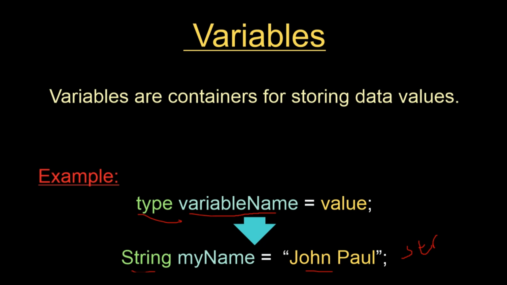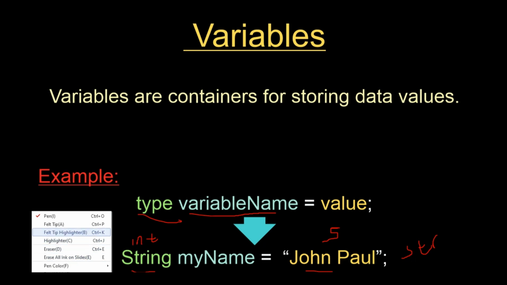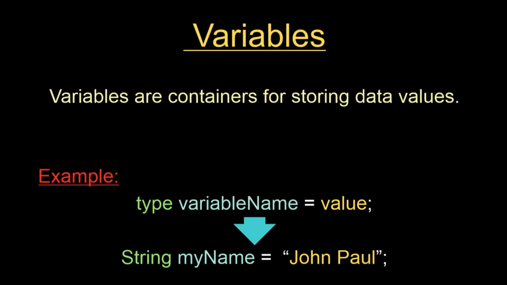So if I was having int right here, then I'm not going to be having double quotes. I'll probably be having something like 5 or 6 or anything like that. But for right now, this is definitely a string, and that's why we're having double quotes. So you can see that your type determines what type of value you're storing inside your variable. Please do not forget that. It's very, very important.